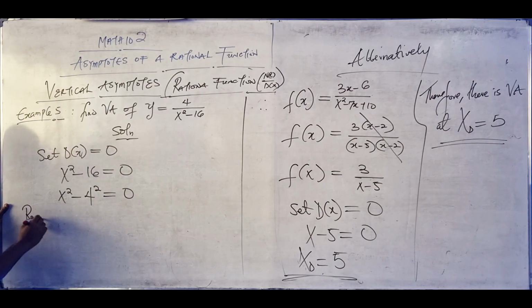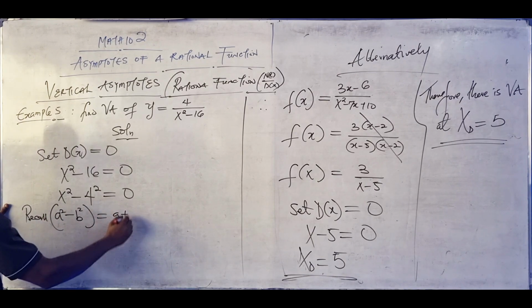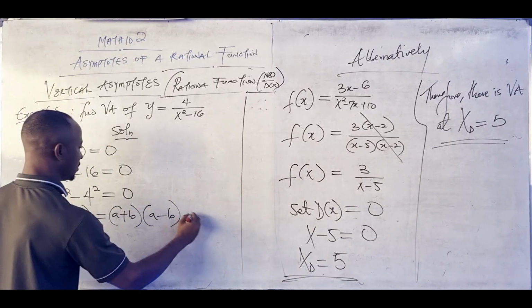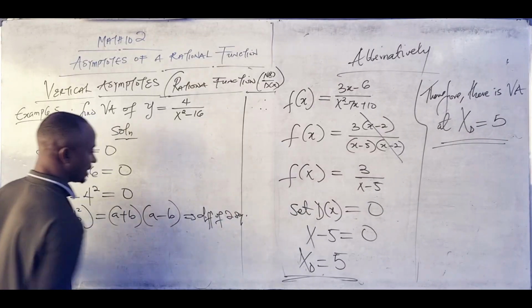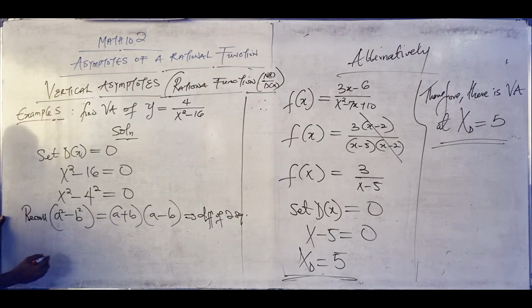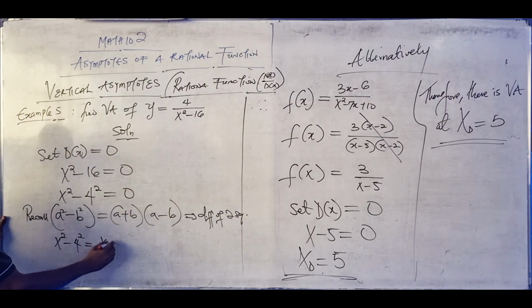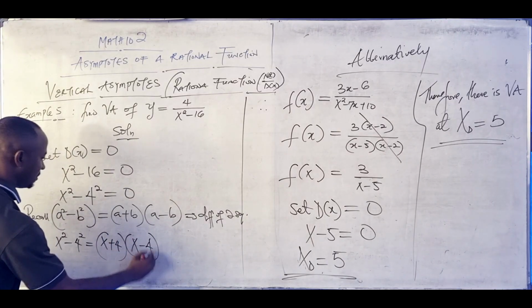Recall that if we have a squared minus b squared, what is the result? A plus b times a minus b. We call this the difference of two squares, right? So how can we apply it here? What will be the result here? Therefore, x squared minus 4 squared will be x plus 4 times x minus 4, all equals to 0.